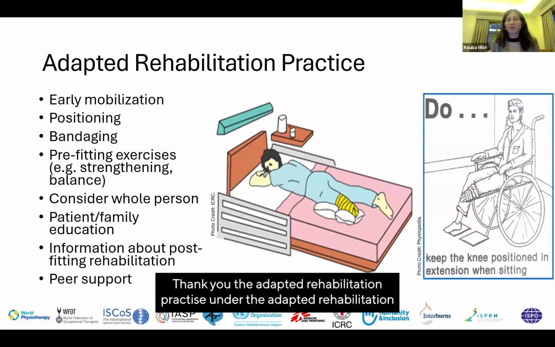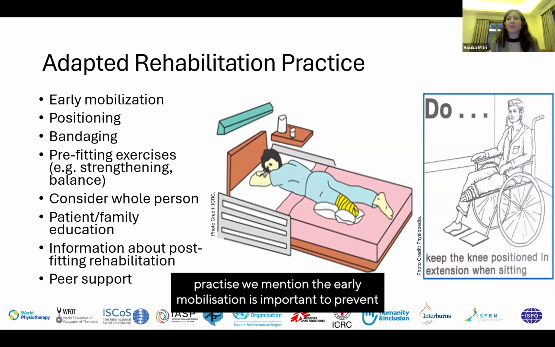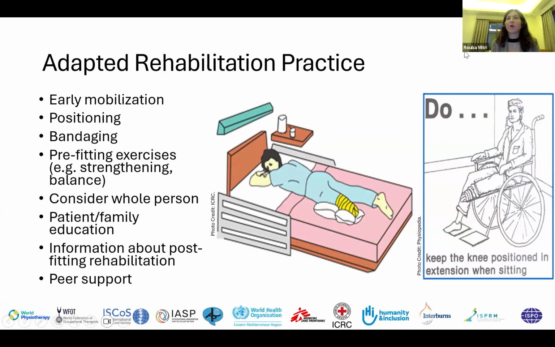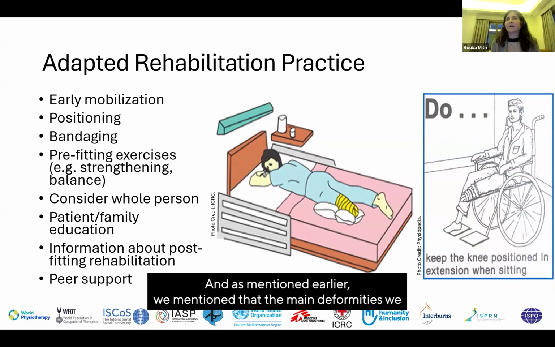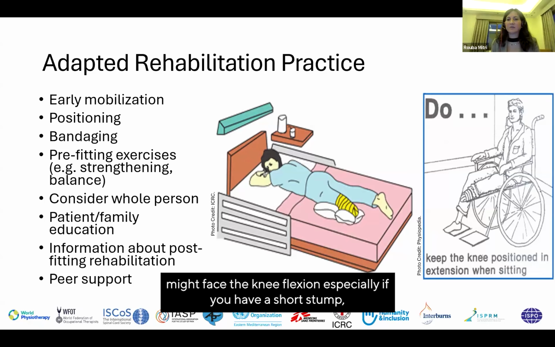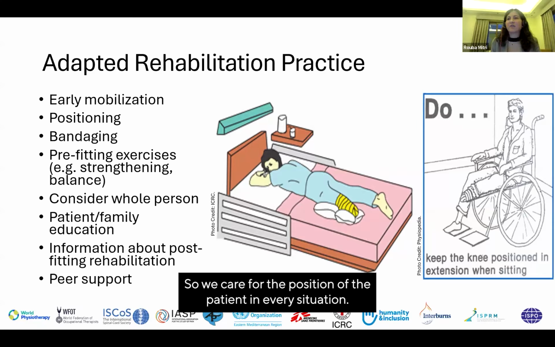The adapted rehabilitation practice. Under the adapted rehabilitation practice, we mention that early mobilization is important to prevent complications. Positioning is a key aspect to prevent contractures. And as mentioned earlier, the main deformities we might face are knee flexum, especially if we have a short stump, and also hip abductum and hip flexum, also if we have a short stump. So we care for the position of the patient in every situation.